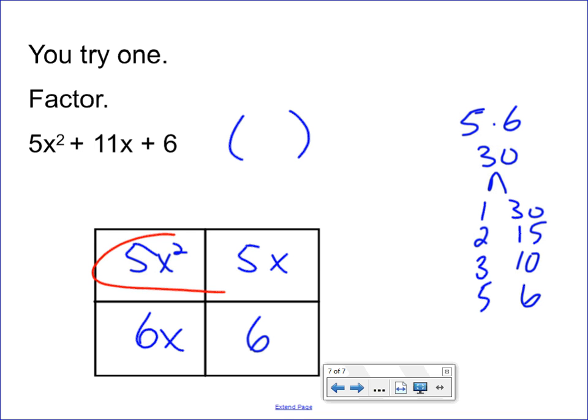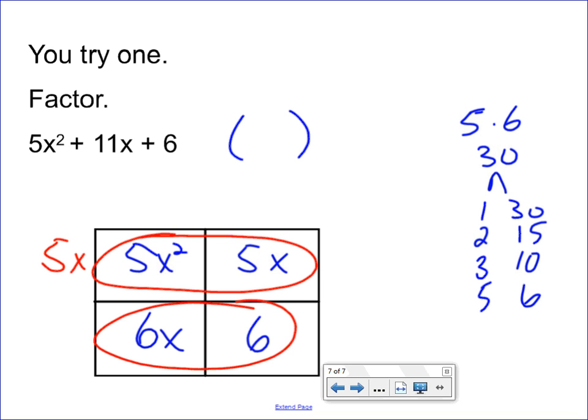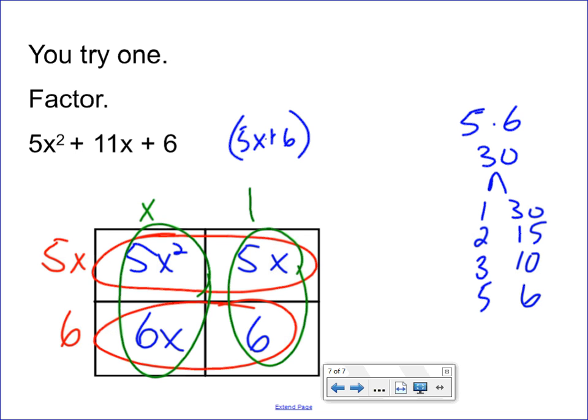So if I look here, I know I've got a common factor of a 5 and an x. If I look down here on the bottom, I know I've got a common factor of a 6. If I look this way, I've got a common factor of an x. If I look this way, I've got a common factor of a 1. So what would be my factors? 5x plus 6 and x plus 1. Okay, that's all I have on that.